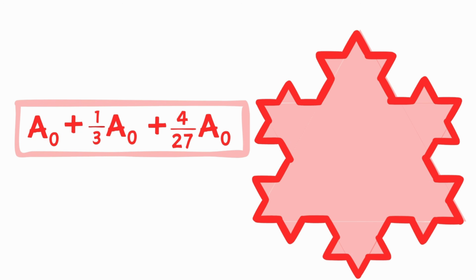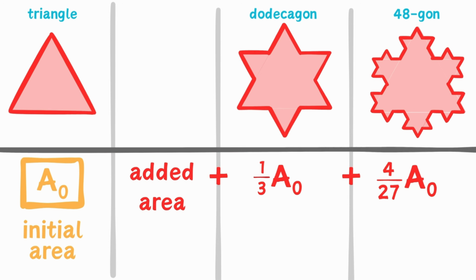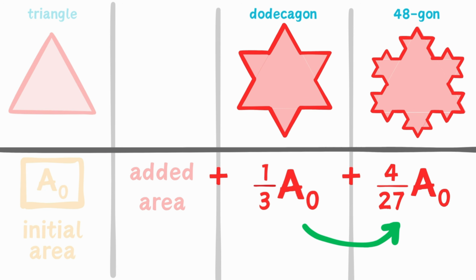This process continues forever, so like before, let's see if we can spot a pattern. We care about the added areas. From the dodecagon to the 48gon, we see that the added area is 4/9 times the previous area.